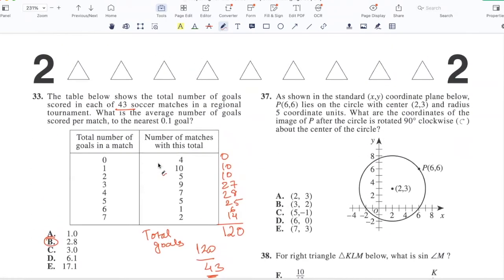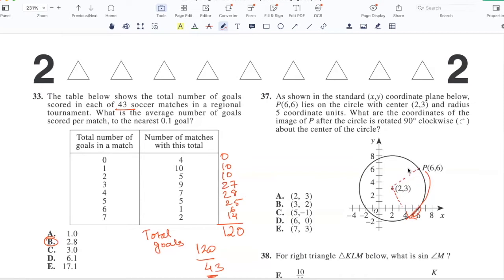As shown in the standard xy coordinate plane below, (6, 6) lies on the circle with center (2, 3) and radius 5. What are the coordinates of the image of P after the circle is rotated 90 degrees clockwise about the center of the circle? Okay, so I'm rotating it 90 degrees clockwise and I'm bringing it here somewhere. So what will be the coordinates? That's what we have to find, right?